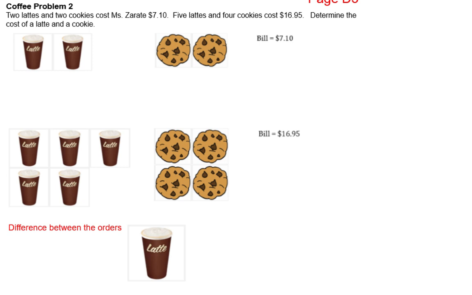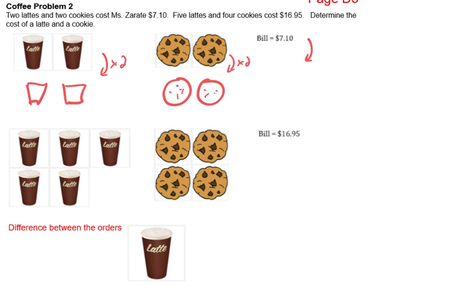But what we can do here is double this first order. So instead of having 2 lattes, we can draw a little picture here. We can add ourselves 2 more lattes, so now we have 4 lattes. But more importantly, we'll now have 4 cookies. Now the number of cookies is the same. And if we've doubled the number of lattes and doubled the number of cookies, times 2, times 2, we also will double the bill. So our bill will now be $14.20 for 4 lattes and 4 cookies.